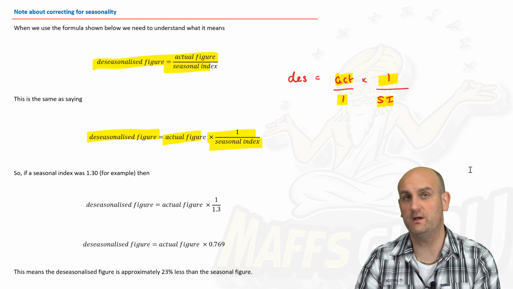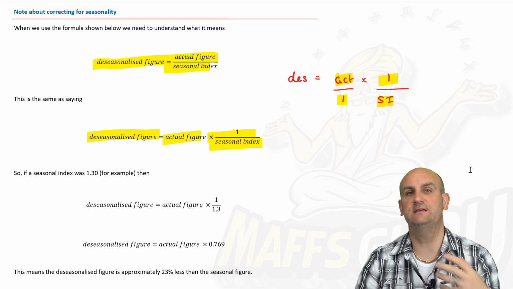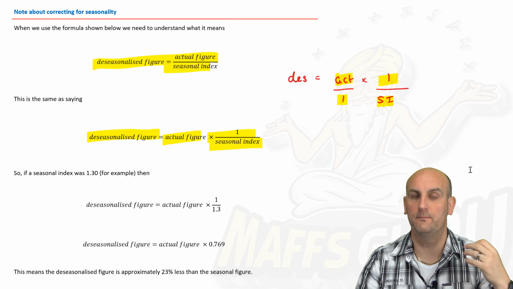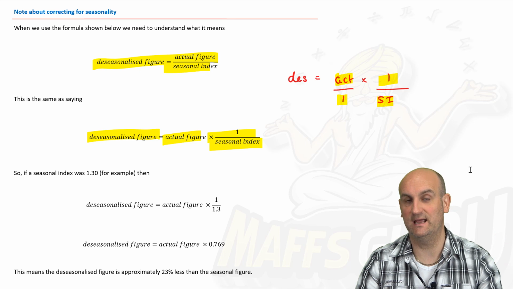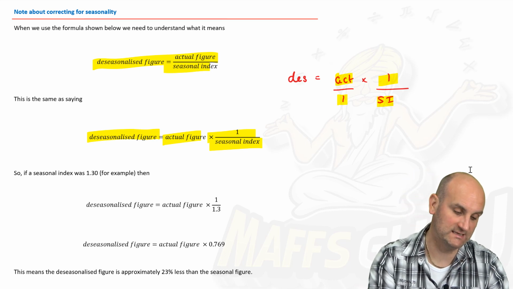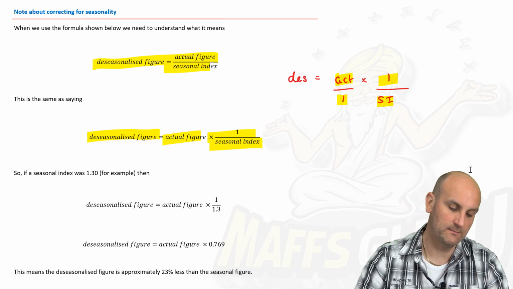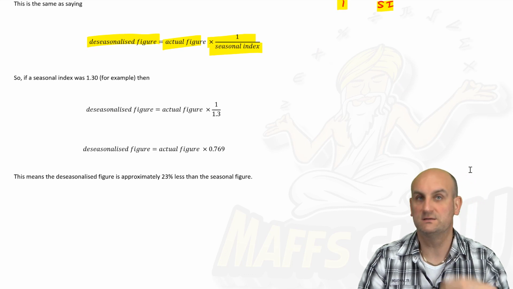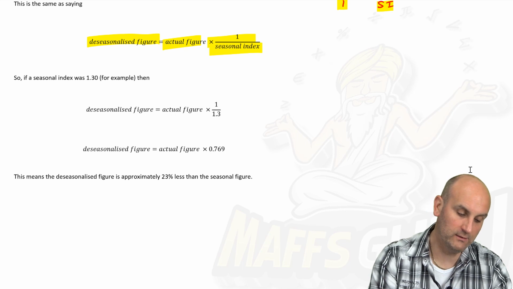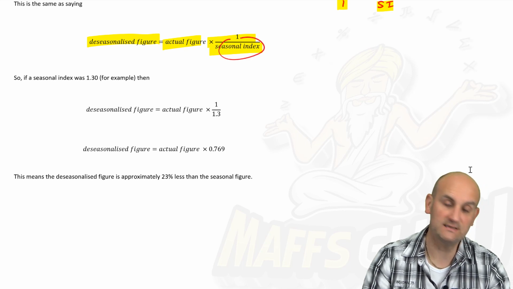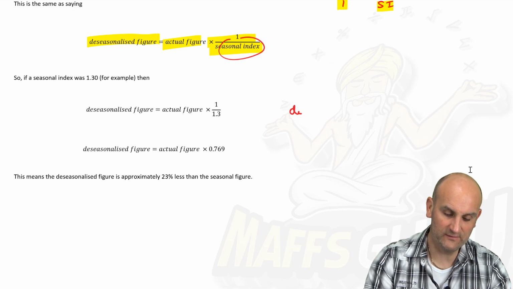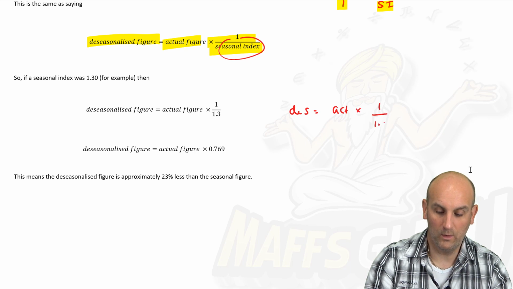What we sometimes are asked in questions is for the percentage change in my actual value compared to my deseasonalized value. So let's move up a bit. It says if a seasonal index was 1.3, then substituting in this, all I'm going to do now is take my seasonal index, that part of the formula, and put in 1.3. So des becomes equal to my actual multiplied by 1 on 1.3.